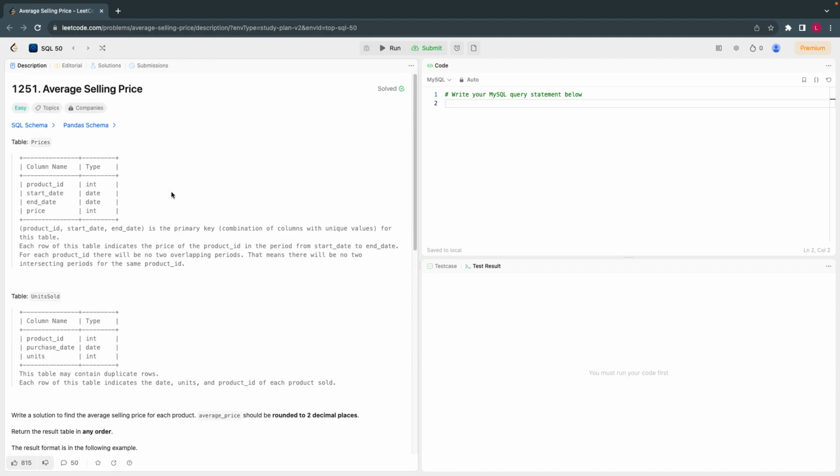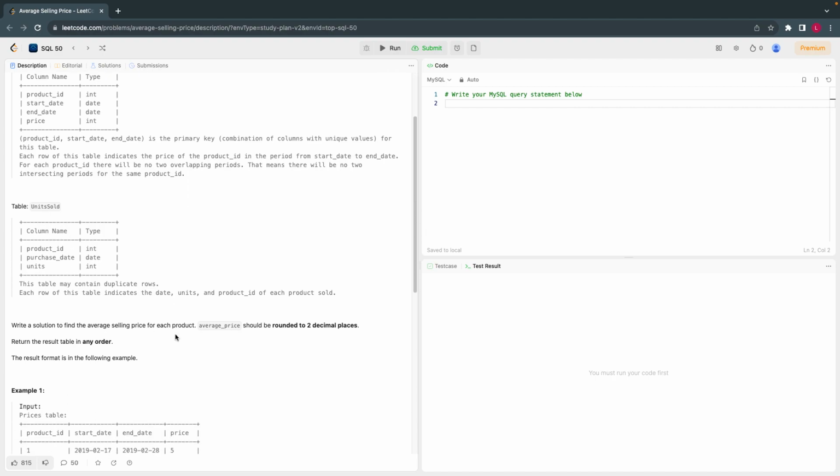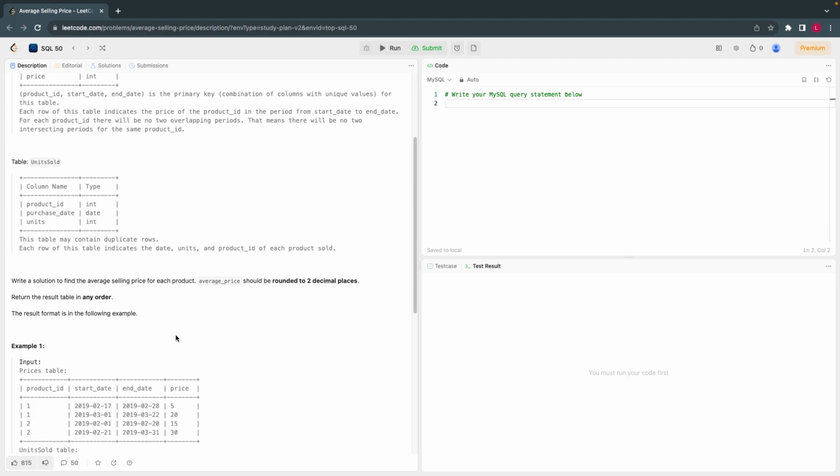Hello everyone, welcome back. Today let's solve the 16th question from Leetcode SQL 15 interview questions. Given two tables, table 1 is prices and table 2 units sold. We have to write a solution to find the average selling price for each product. So let's go in detail.